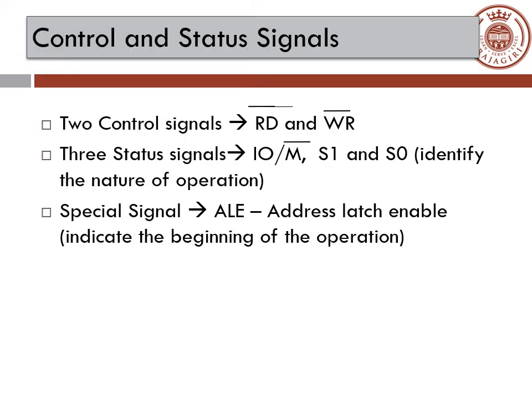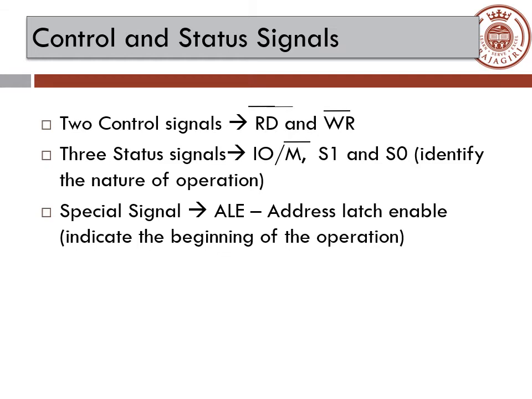Now coming to the control and status signals, you have two control signals, RD bar and WR bar, which are active low signals, which means that in order to activate them, you need to give the value as 0. So you have the read bar and write bar as the two control signals. You have three status signals.